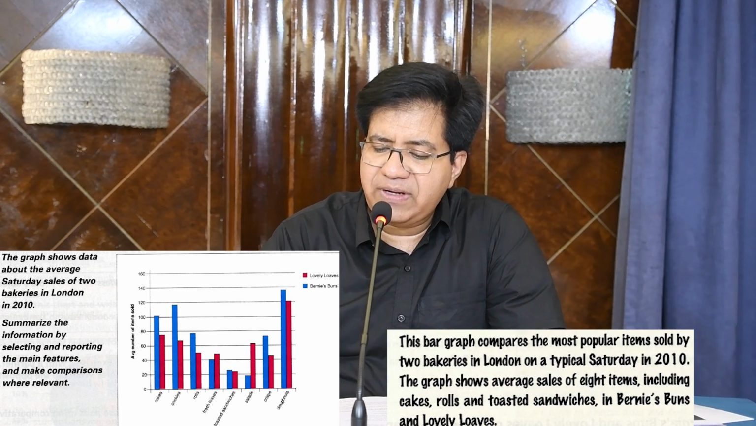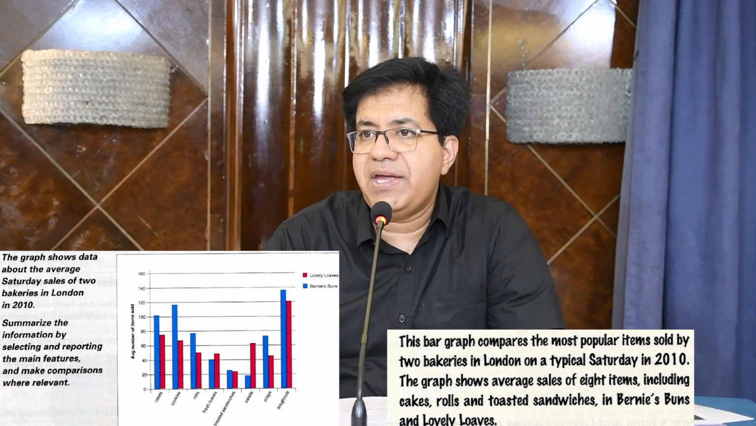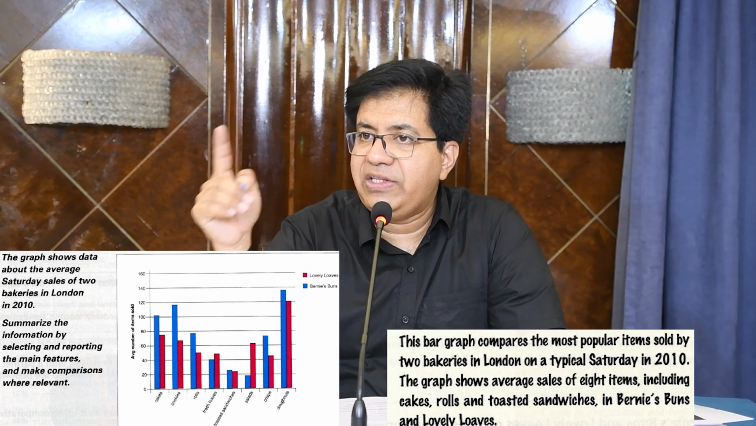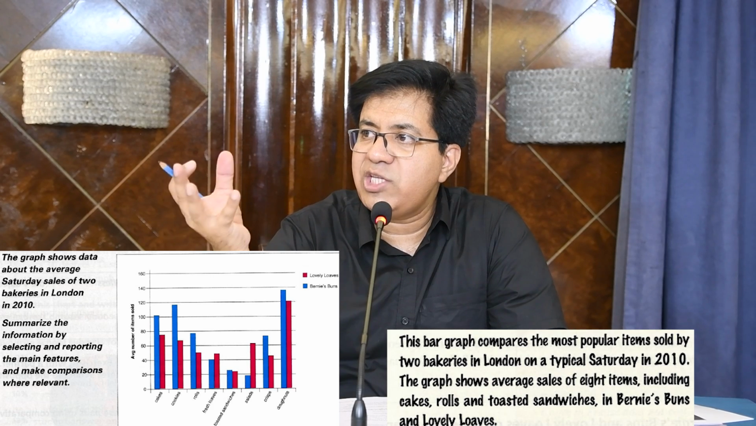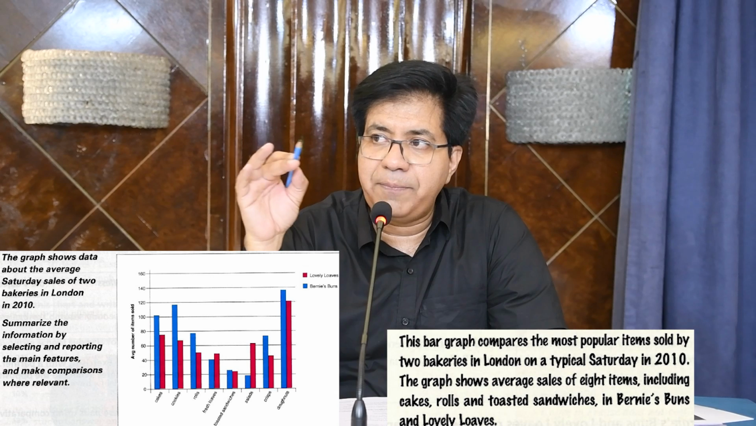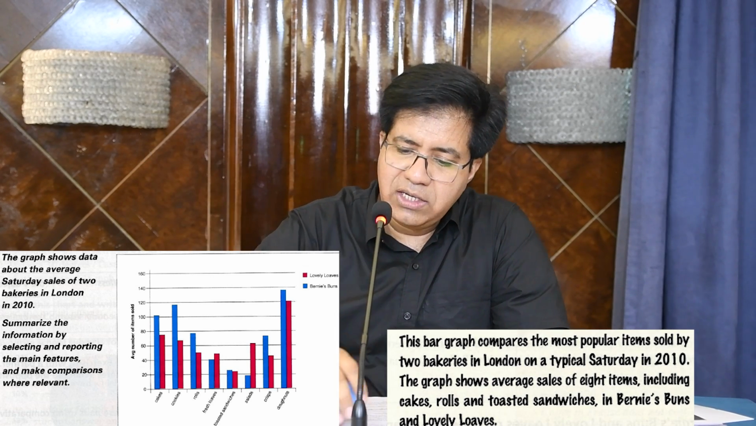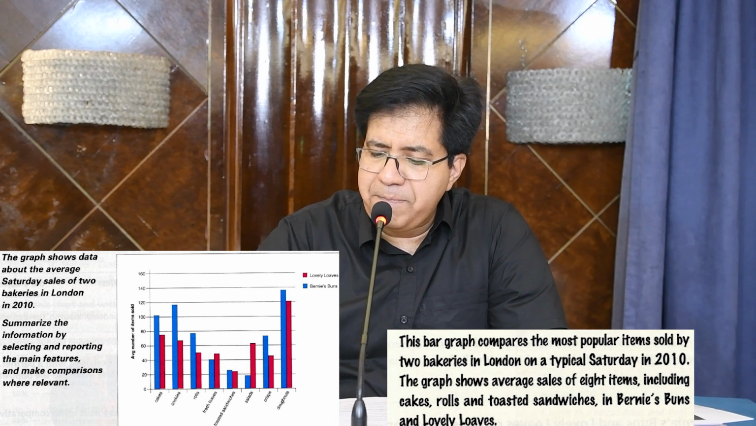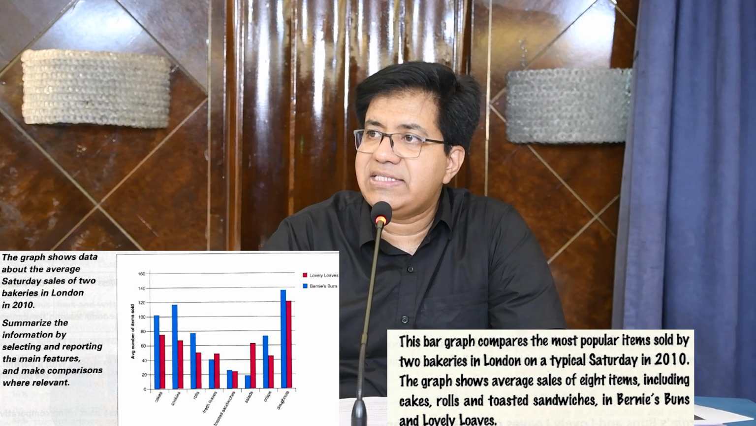This bar graph compares. Whenever there is a comparative graph, you will use the word compares. If there is a table, you will write this table compares. If there is a pie chart, you will say this pie chart compares. If there is a pie chart and a table, then you will write the pie chart and table compare, without the S, right? So this bar graph compares the most popular items sold by two bakeries in London on a typical Saturday in 2010. Is that clear?